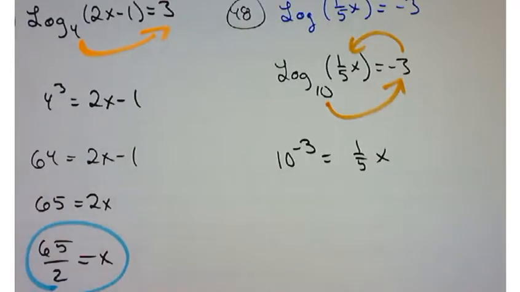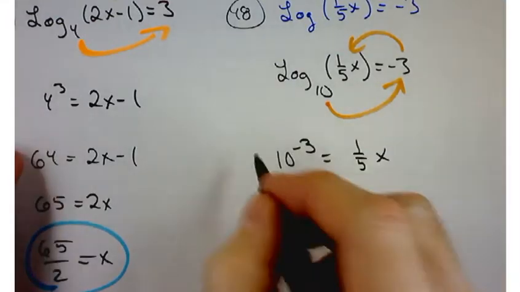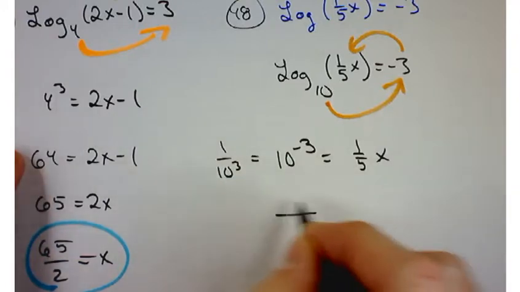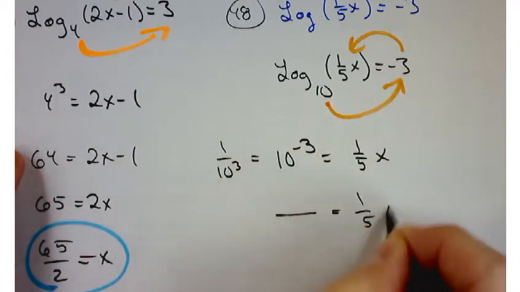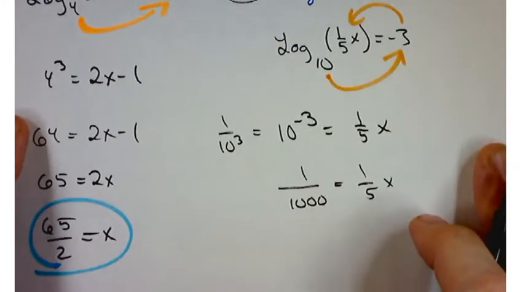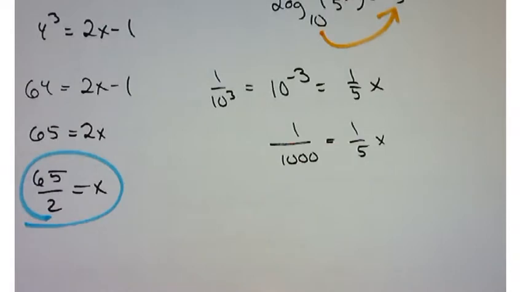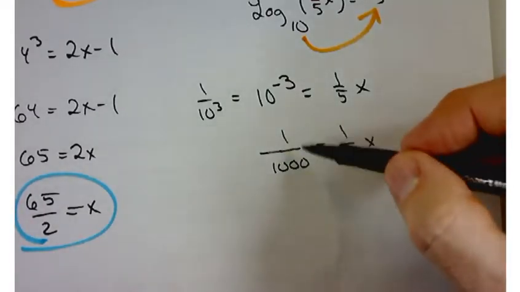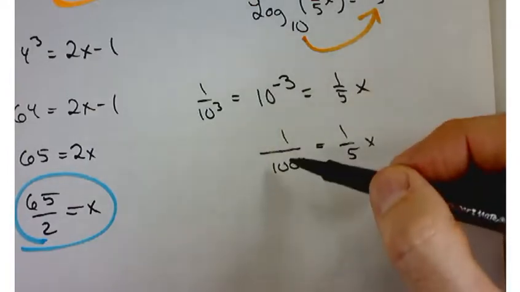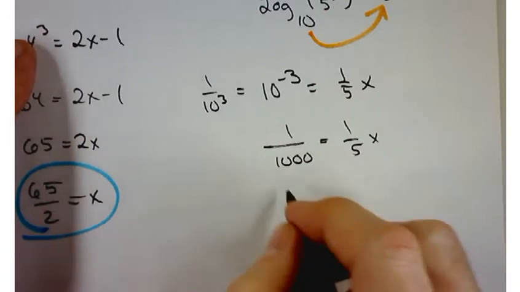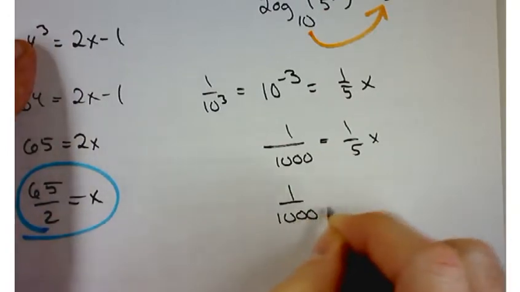Let's clean up 10 to the -3rd real quick. That'd be 1 over 10 cubed. What's 10 cubed? 1,000. So it's really 1 over 1,000 equals 1 over 5 times x. Now, some of you might just do this completely on your calculator, say, okay, 10 to the -1/3, that gives me 0.001, divide by 1/5. But let me suggest a different way to finish solving here.